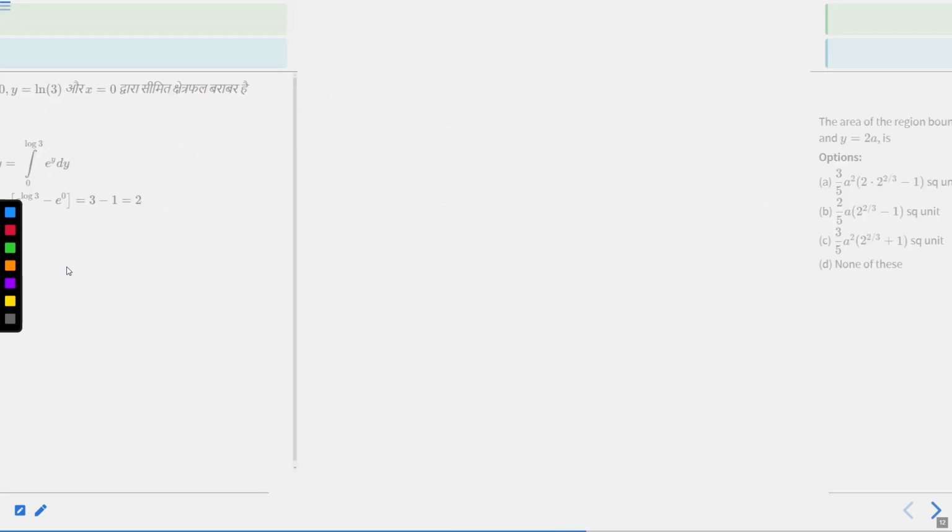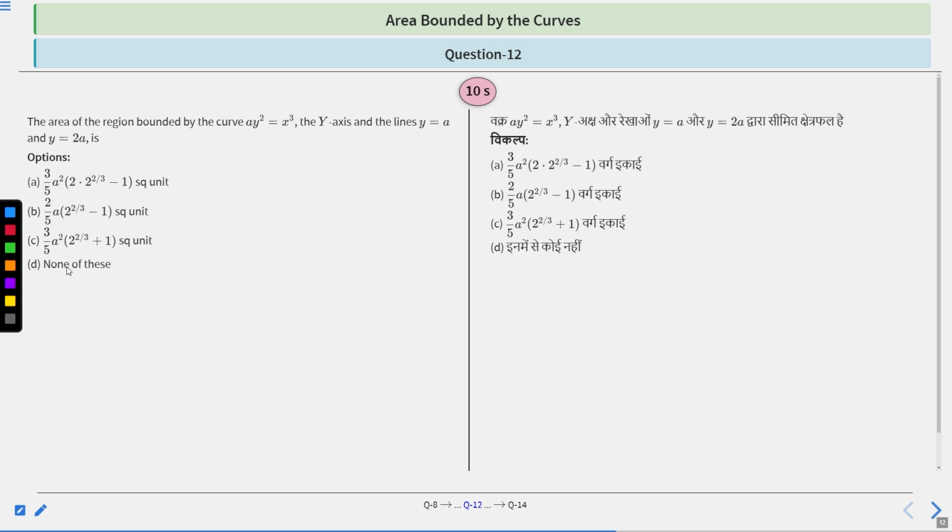Okay, let's move to the next question. Question number 12, which says: the area of the region bounded by the curve ay square equal to x cube, the y axis and the lines y equal to a and y equal to 2a is.